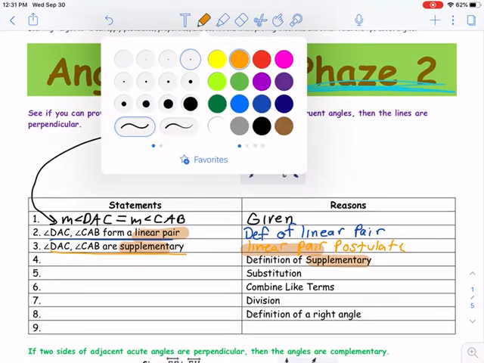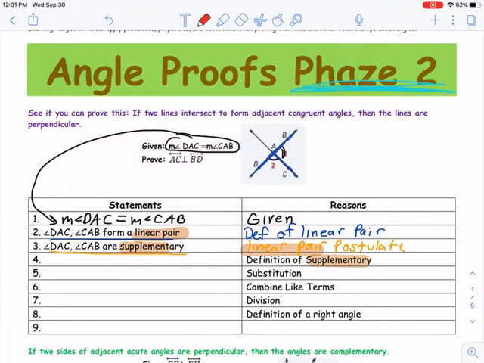And in fact, again, remember, this is just kind of building off what we did yesterday. Hopefully you can say, well, hold up, if they're supplementary, I can add the measure of angle DAC to the measure of angle CAB to equal 180. Nice. And then this proof's a little different. It gave us a lot of reasons. We have to figure out the statements. Okay, so it's telling me substitution.